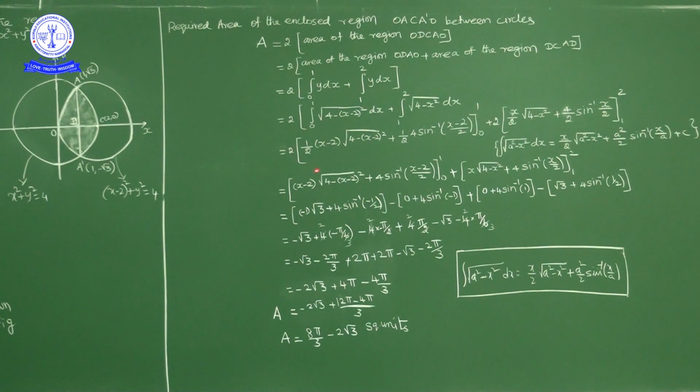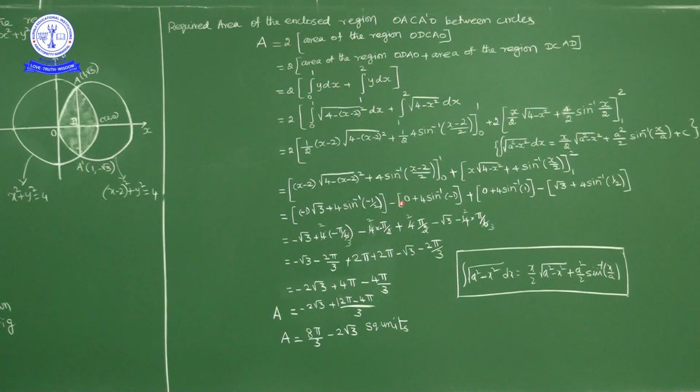Okay. Now here the 1/2 and these 2 get cancelled. So (x − 2)·√(4 − (x − 2)²) + 4·sin⁻¹((x − 2)/2), lower limit 0, upper limit 1, plus here also the 2 is common and cancels. So what we have: x·√(4 − x²) + 4·sin⁻¹(x/2), lower limit 1, upper limit 2.